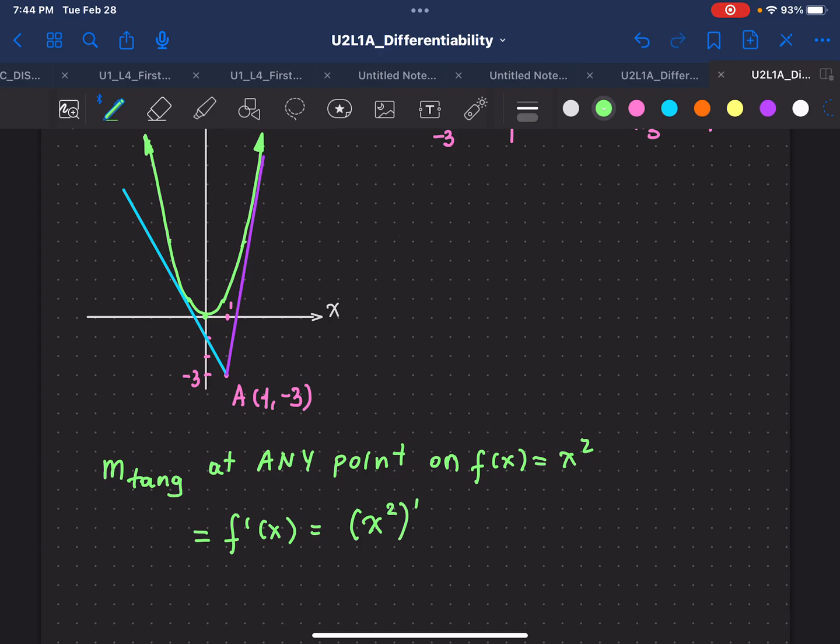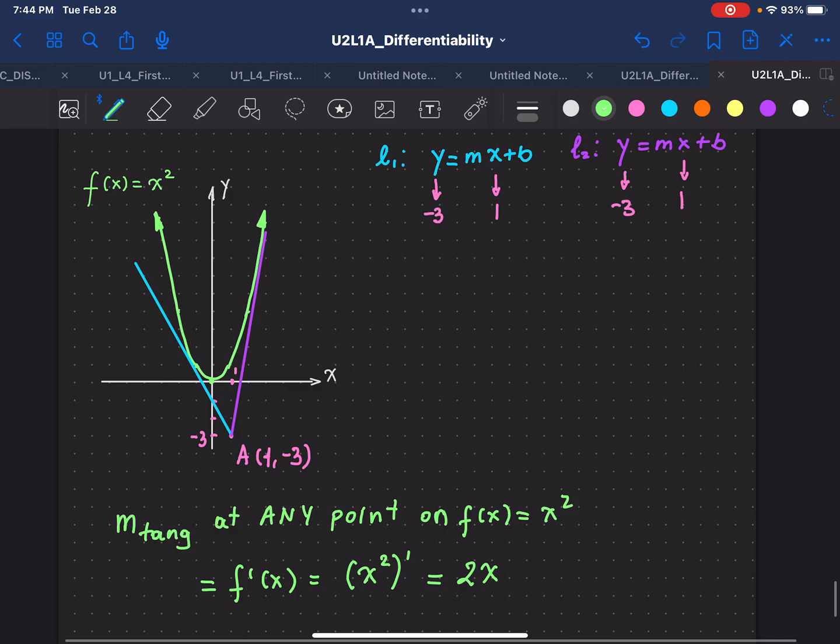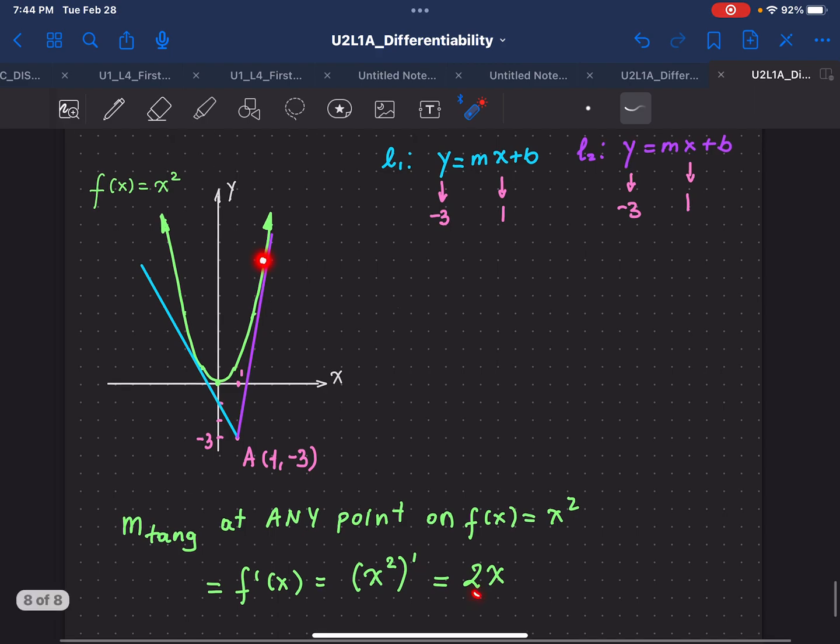Here we go. And that would be 2x. So for example, if you want to know what the slope of the tangent is in here, as long as you know the x value where you're drawing the tangent, the x coordinate of the point where you're drawing the tangent, then you can simply substitute the x in here. It will tell you exactly what the tangent is.